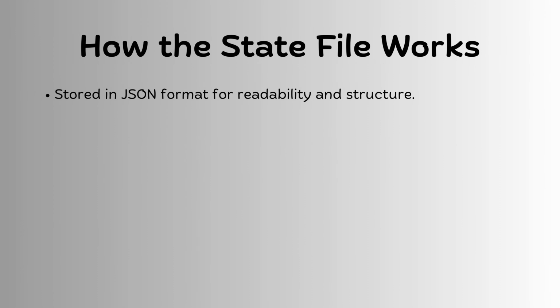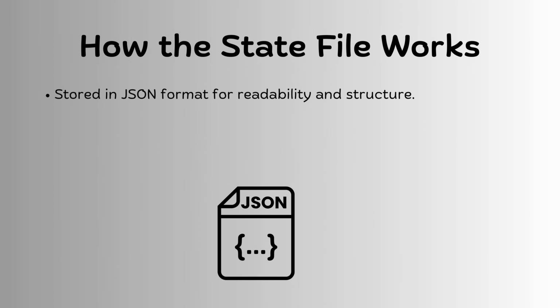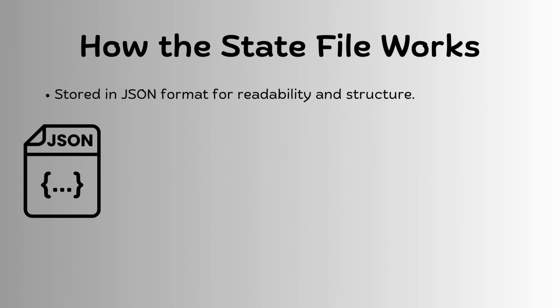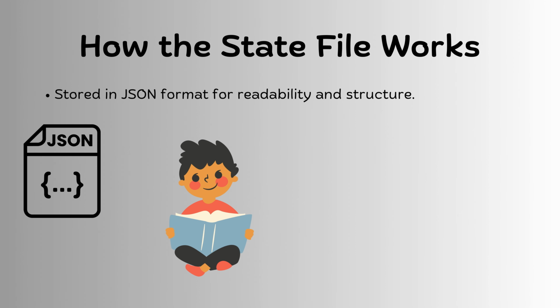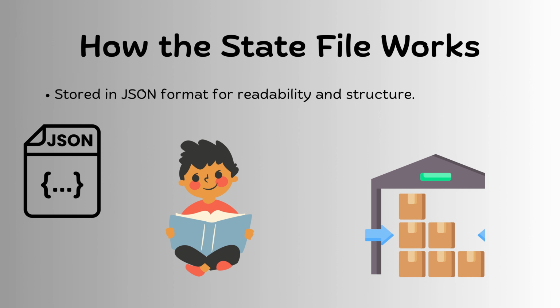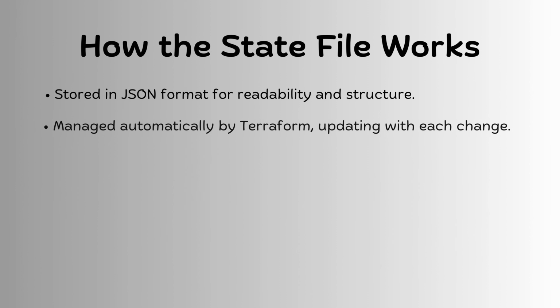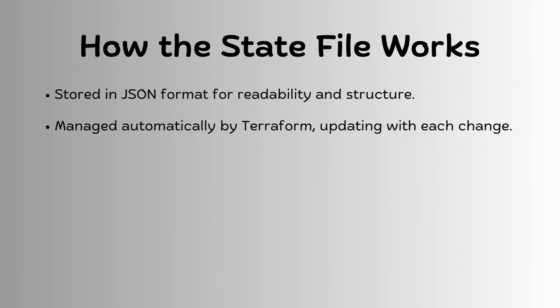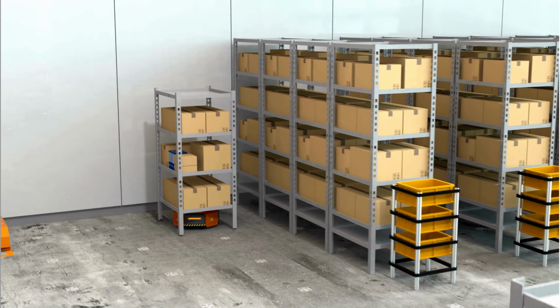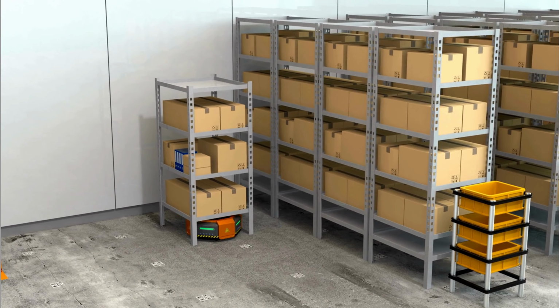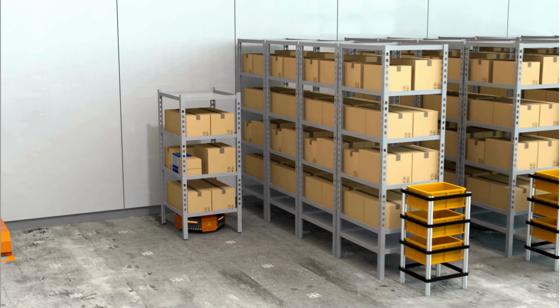Now let's look at how the state file works. The state file is stored in a JSON format. JSON is a simple text-based format that is easy to read and understand. This format allows Terraform to store detailed information in a structured way. Terraform automatically updates the state file whenever you make changes, so you don't need to manually edit this file. Terraform handles this for you.